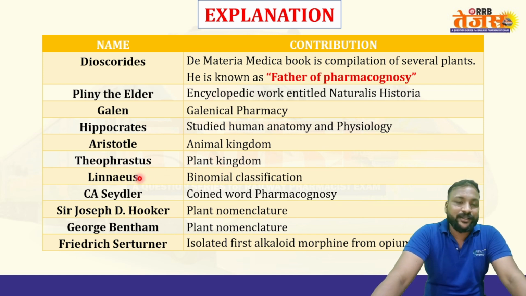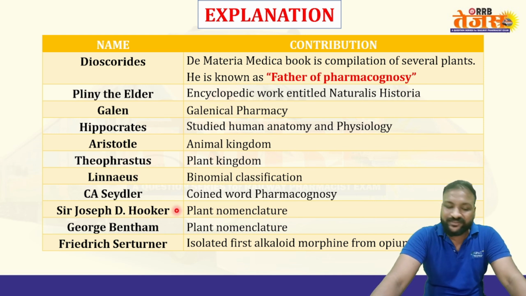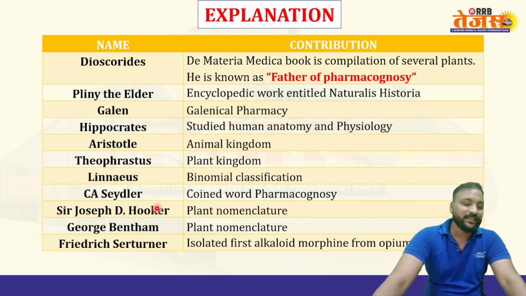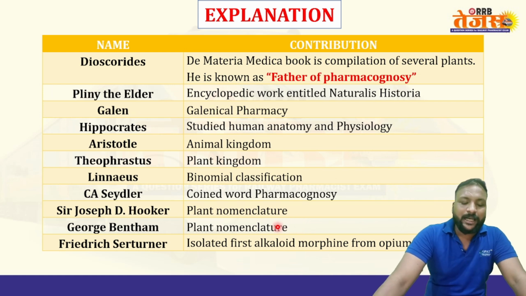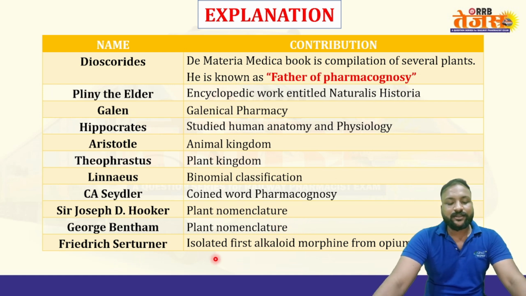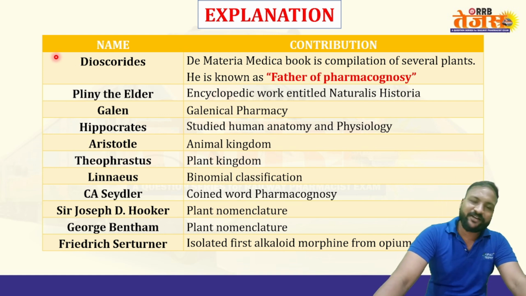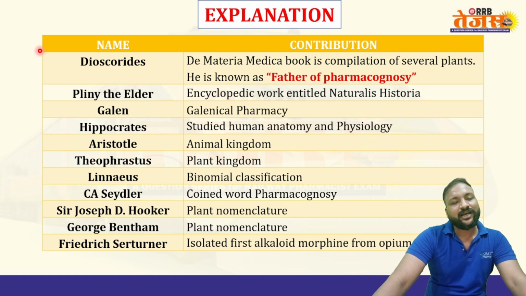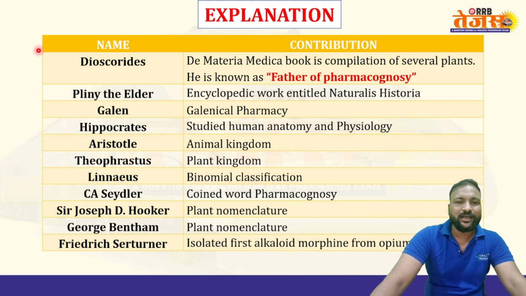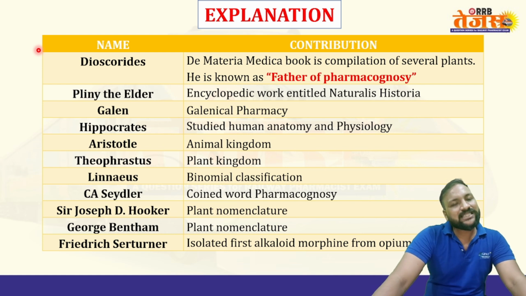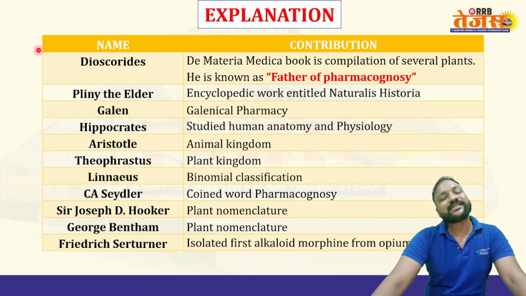Linnaeus, as we all know, Swedish Linnaeus, is the person who discovered the binomial nomenclature, or binomial classification. Sprengel coined the term pharmacognosy. Sir Joseph D. Hooker and George Bentham also contributed their efforts to plant nomenclature. And Frederick Sertürner isolated morphine. Please remember these important personalities, because from the introduction and history, these are the personalities frequently asked in examinations for their contribution as well as their name.